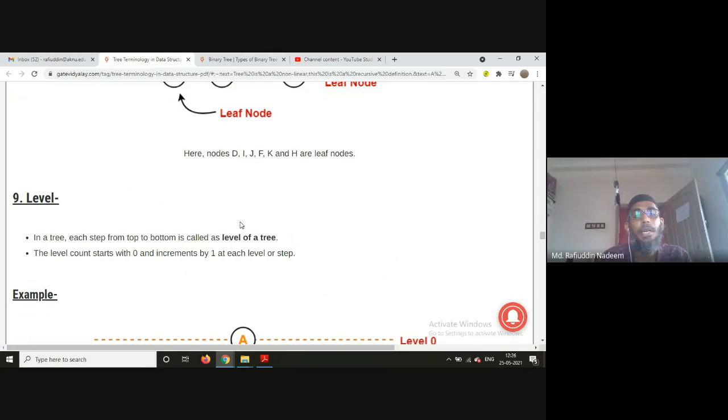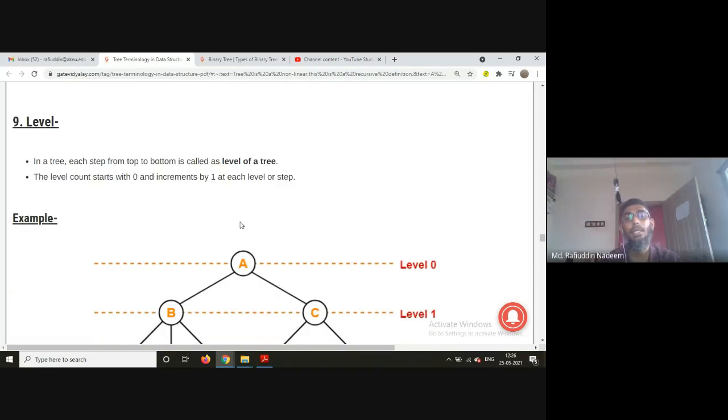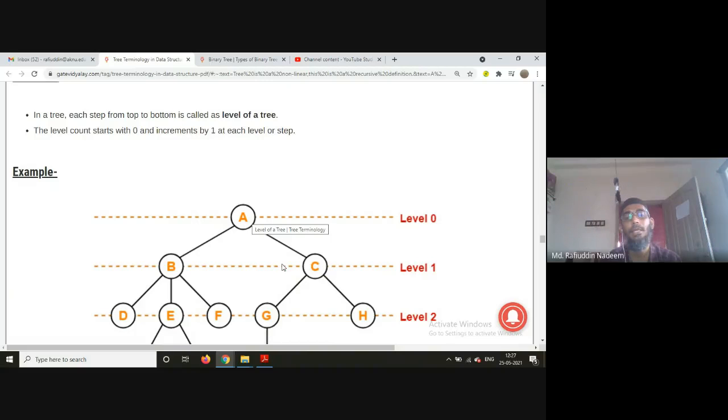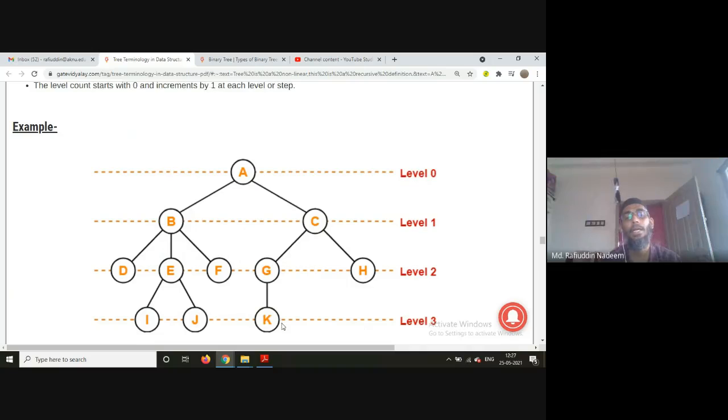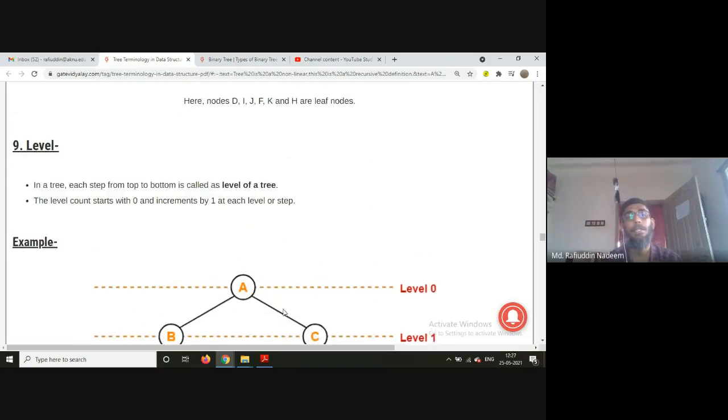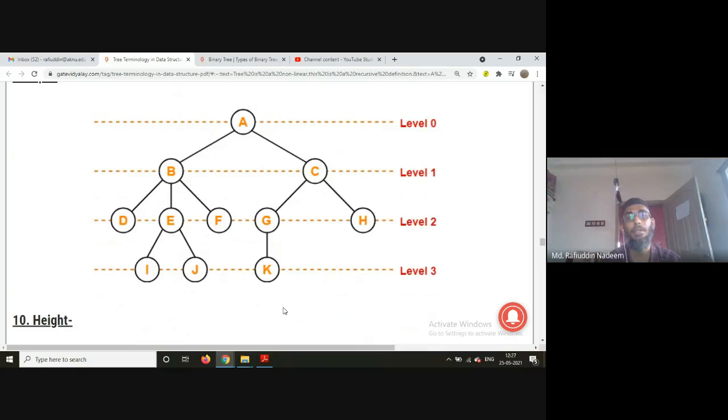In a tree, each step from top to bottom is called a level of the tree. The level count starts with 0 and increments by 1 at each level. So we can say that A is at level 0, B and C are at level 1, D, E, F, G, H are at level 2, and I, J, K are at level 3. So this is what the level of the tree is.